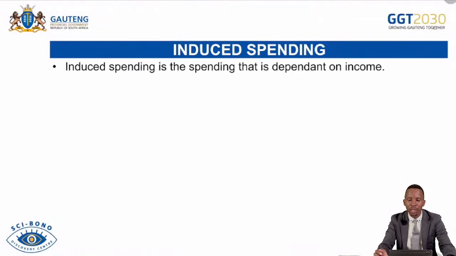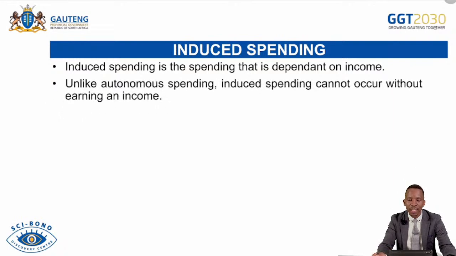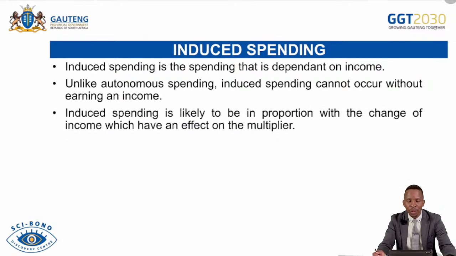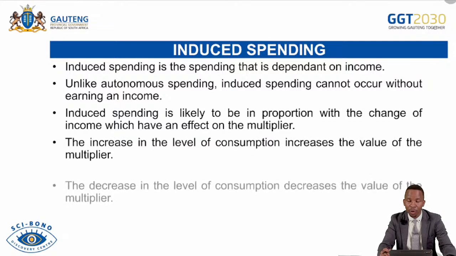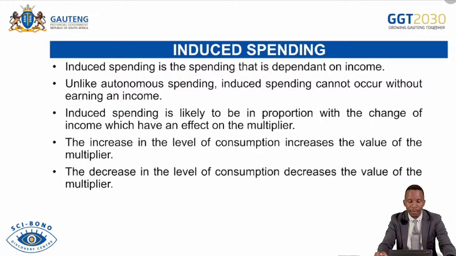Induced spending. So this is spending that is more dependent on income. So for someone to spend, the person should be using the income that has been received. So this one is not like the autonomous spending. Induced spending is likely to be in proportion with the change in income, which has an effect on the multiplier. If ever there's more income, induced spending might increase because income has increased. The increase in the level of consumption increases the value of the multiplier because that is constituted through MPC. The decrease in level of consumption decreases the value of the multiplier because that will mean more money is going to savings or taxes or paying for imports.